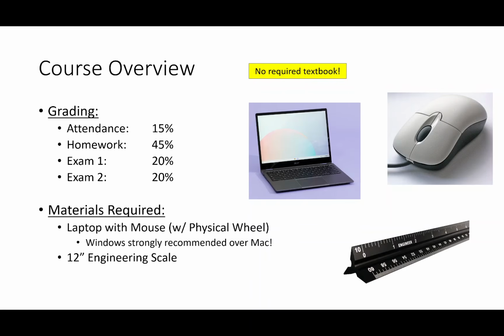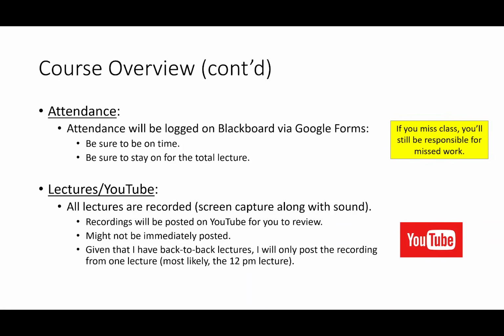The other thing that you will need is an engineering scale. This is different than a ruler. An engineering scale, it sort of looks like a ruler, but it's like triangle shaped and it's got different scales on every side. We don't need that right now. So if you don't get that for a couple of weeks, it's not a big deal. You can buy those on Amazon. They're like 10 bucks a piece. We won't start using that until around like week 7, something like that. So we've got time on that.